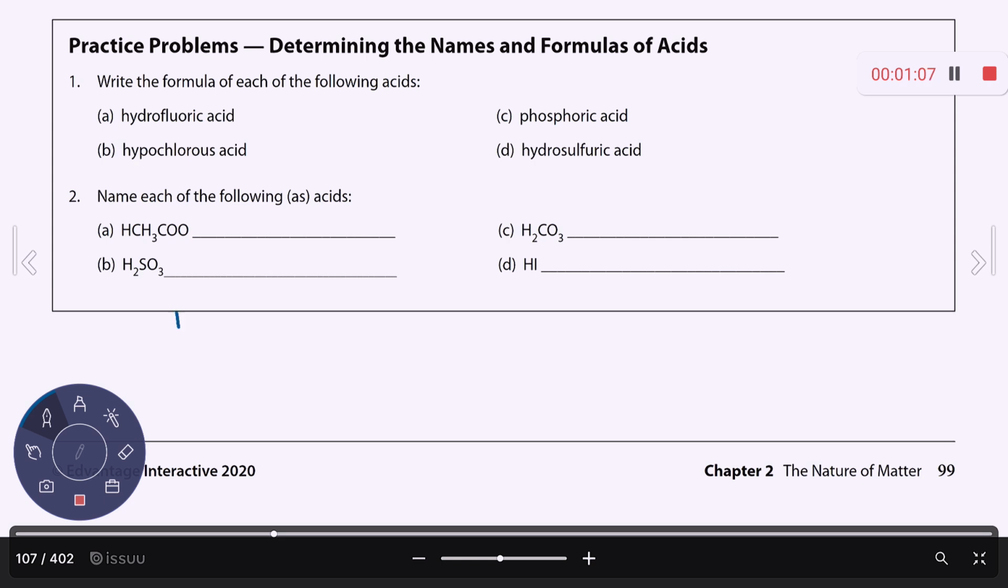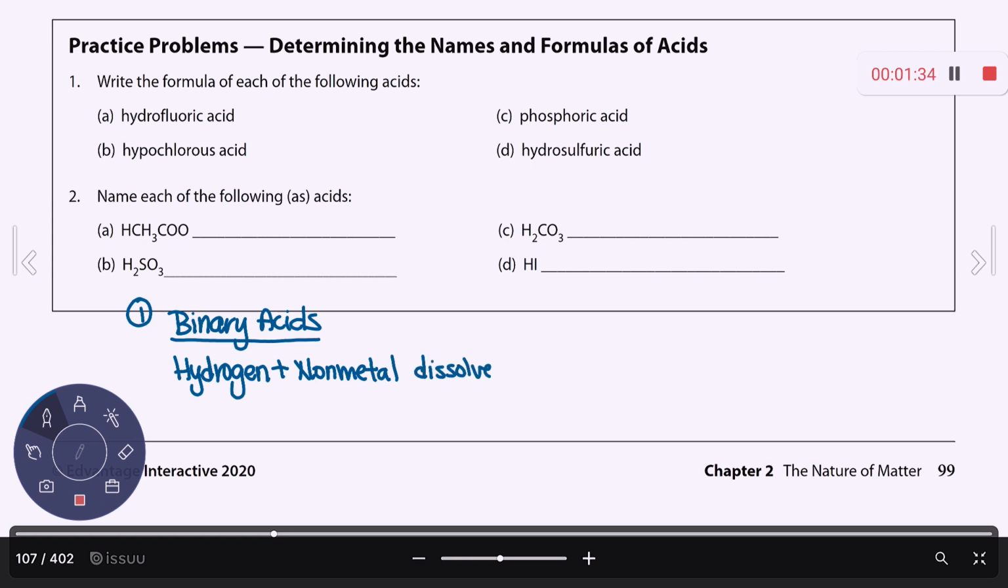So, two types of acids. The first type are known as binary acids. Binary means two. The two things that binary acids contain are hydrogen and some other nonmetal. And these have to be dissolved in water. So when we name them, we put hydro in front, ic on the end, and then we write acid.